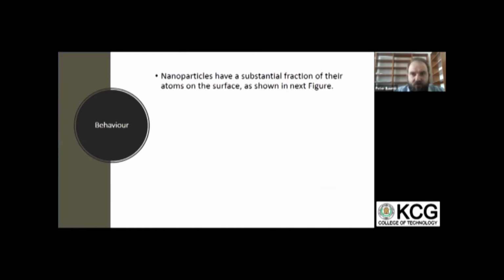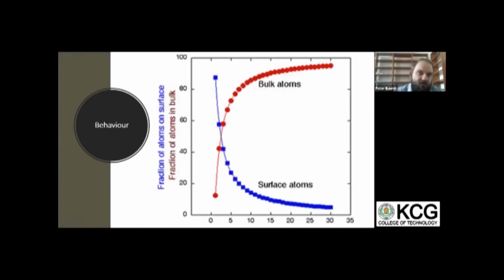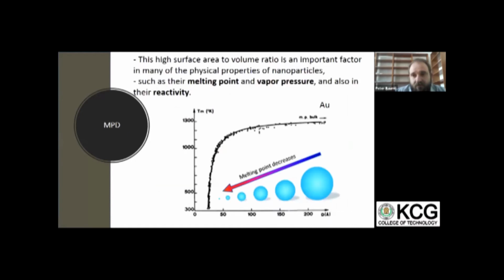So I wanted to show you a figure that as we decrease the size of the material, and we can get smaller and smaller particles, the number of the atoms on the surface will be increased, and in the bulk will be decreased. And because of this, we can observe a very interesting situation, that the melting point of the material will be decreased. This is the melting point depression.